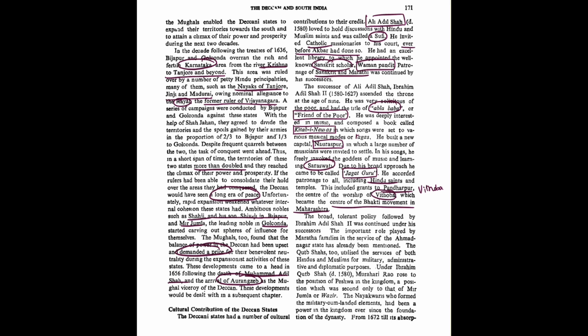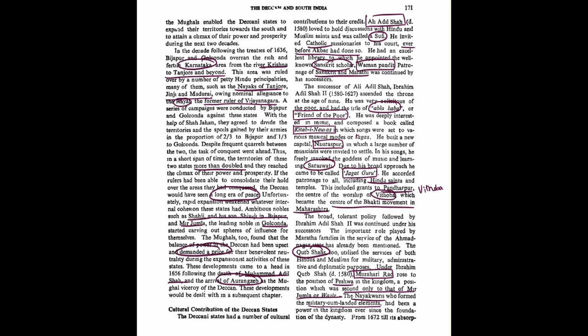The important role played by the Maratha families in the service of the Ahmednagar state has already been mentioned. The Qutub Shahs too utilized the services of both Hindus and Muslims for military, administrative and diplomatic purposes. Under Ibrahim Qutub Shah, Murari Rao rose to the position of Peshwa in the kingdom, a position which was second only to that of Mir Jumla or Wazir. The Nayaks, who formed the military cum landed elements, had been a power in the kingdom ever since the foundation of the dynasty.